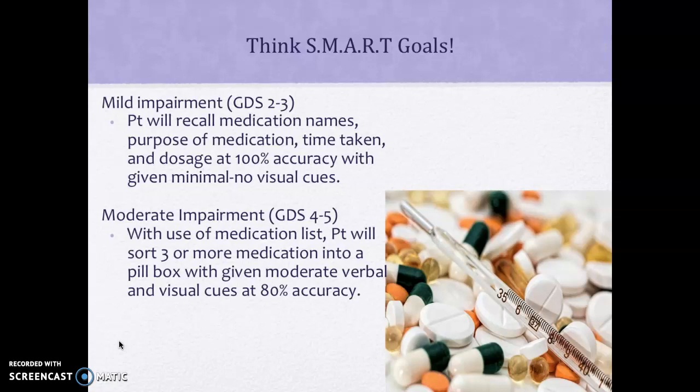As you can see from my mild impairment goal, I state that patient will recall medication names, purpose of medication, time taken, and dosage at 100% accuracy with given minimal to no visual cues. Now, with my modified goal for my moderate impaired, I state that with use of medication list, patient will sort 3 or more medication into a pill box with given moderate verbal and visual cues at 80% accuracy.